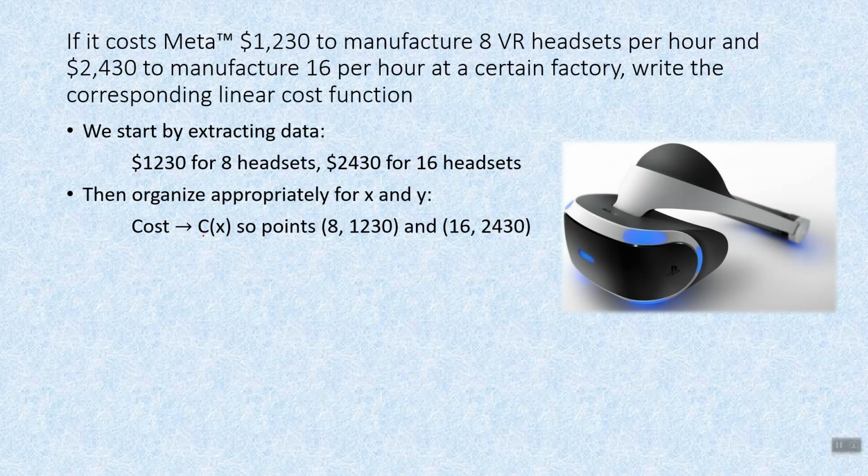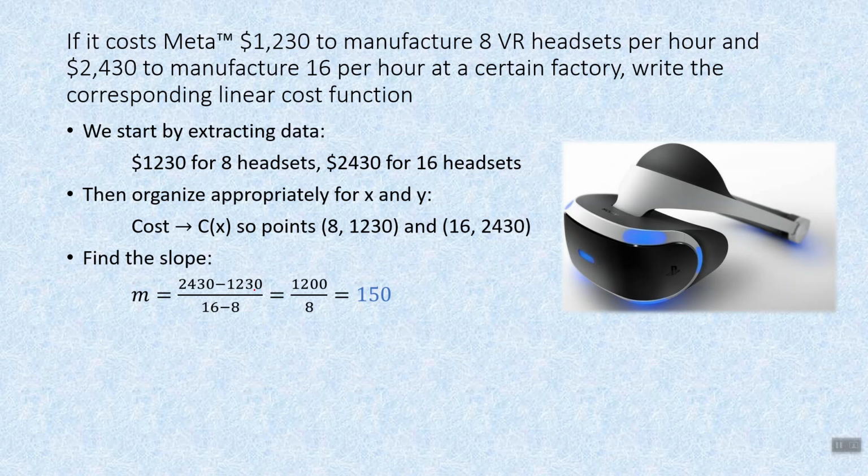And if we look, we have a linear cost function, a cost function. We've seen those before. That's C of X. So cost is the Y value. It's the output. The input will be the number of headsets. Our points are 8, 1230, and 16, 2430. So we want to find the slope. We'll use our slope formula, Y2, 2430, minus 1230, all divided by, in the same order, 16 minus 8.